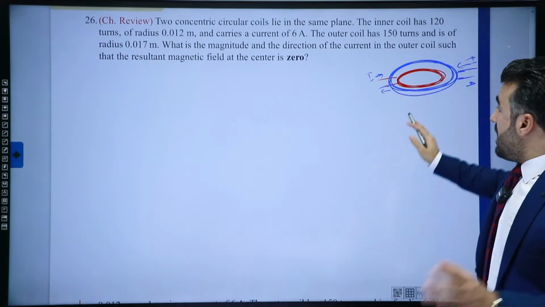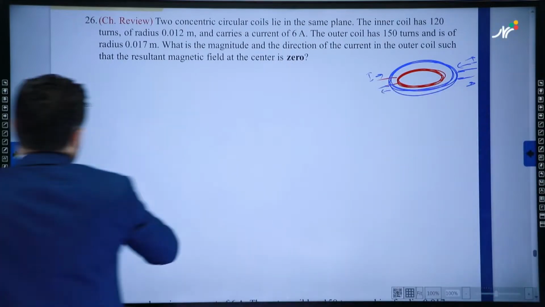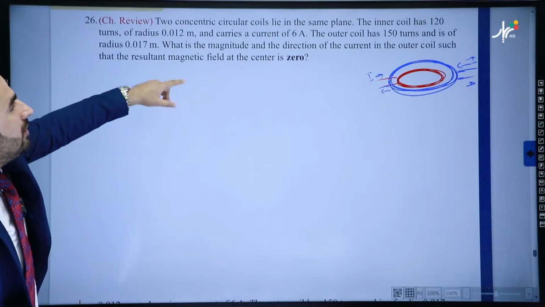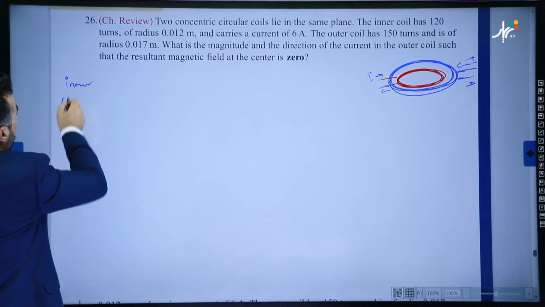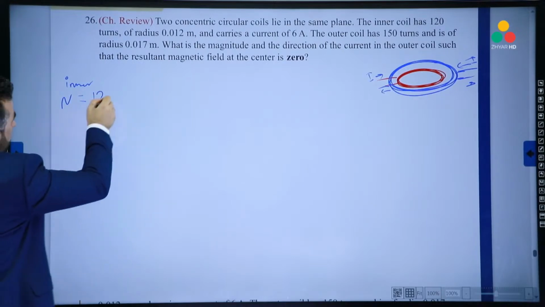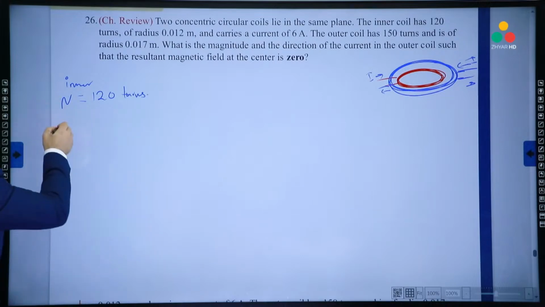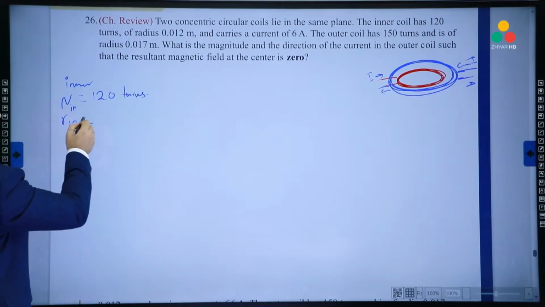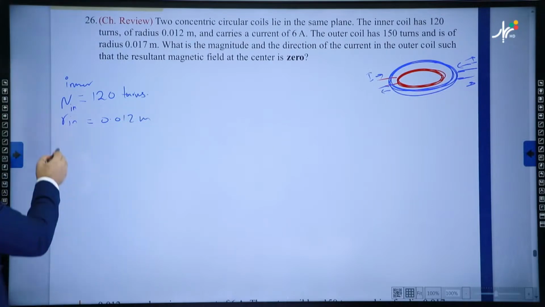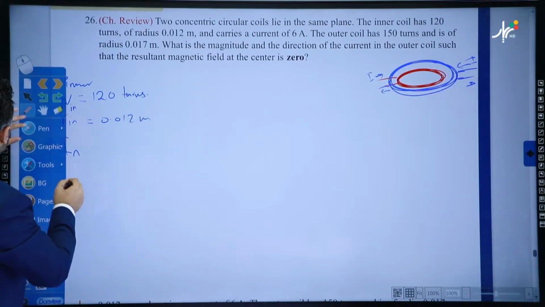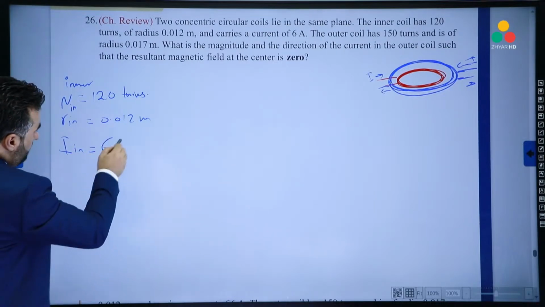Now we can write more information about each one of the coils. So let's say for the inner coil, we have the number of turns, N, which is 120. And of course we have a radius for the inner coil, that is 0.012 meter. And then a current, we can say I for the inner, is 6 amperes.